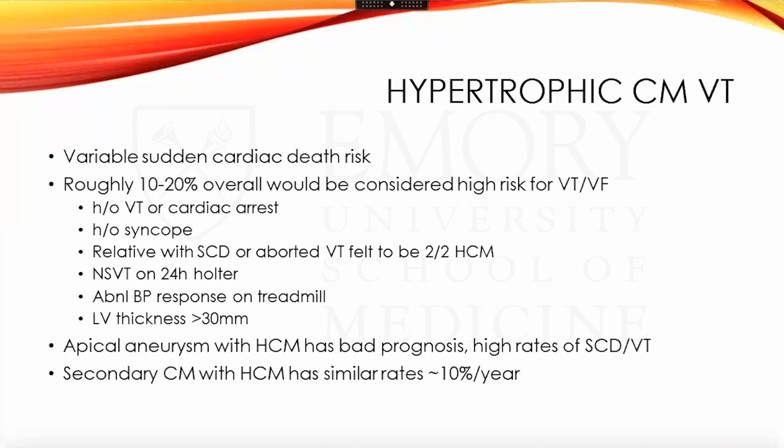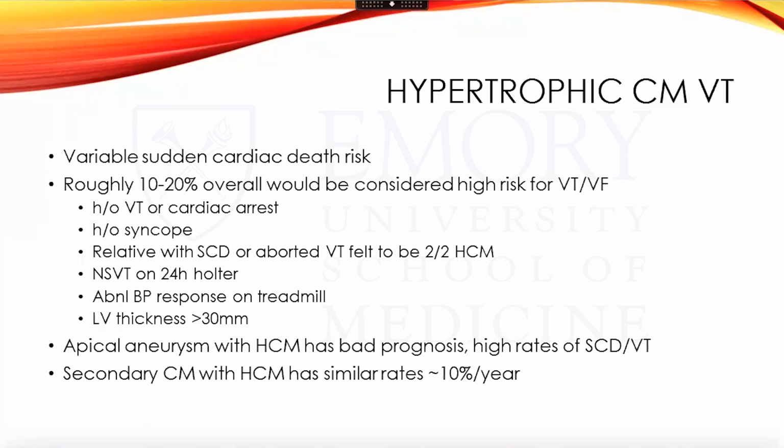It bears mentioning that in folks with apical aneurysm and hypertrophic cardiomyopathy, this defines a very high risk cohort. It's not that common that people have apical aneurysm and hypertrophic cardiomyopathy, but among that cohort, that particular phenotype has the highest rates of ventricular tachycardia and sudden cardiac death. It's around 10% per year at a minimum.